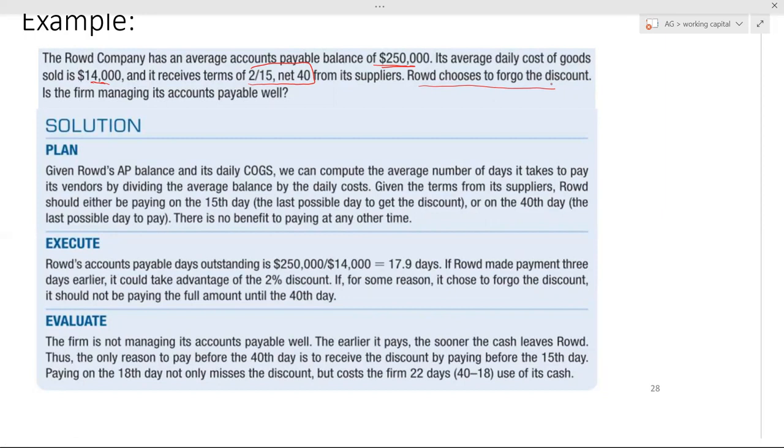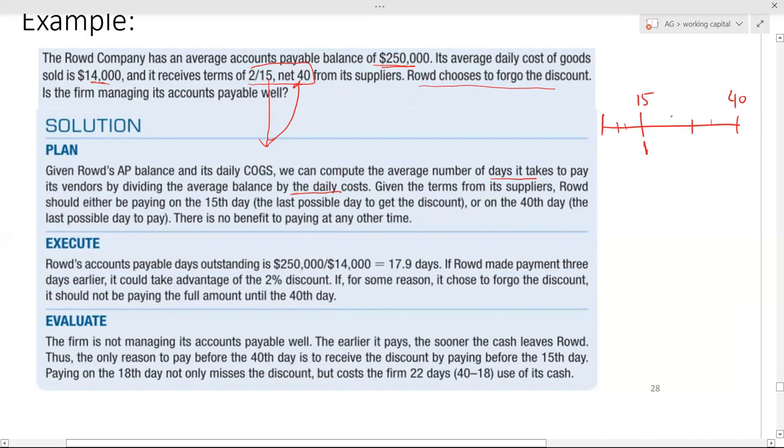Okay, so given the company's balance and its cost of goods sold, we can compute the average number of days it takes to pay its vendors by dividing the average balance by the daily cost. Given the terms from its supplier, the company should either be paying on 15th day to get the discount, or on the 40th day. Okay, so this is an ideal situation, on 15th day or on 40th day. So if any period other than this period, it means that there is a problem.